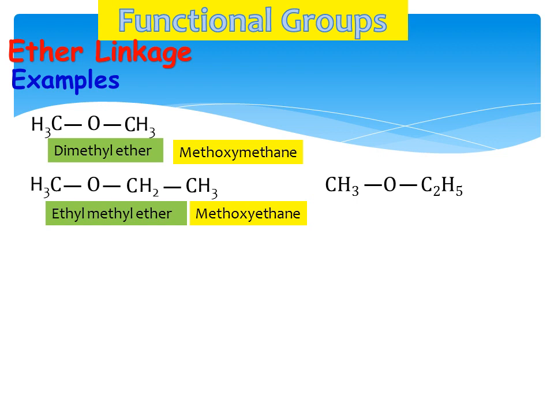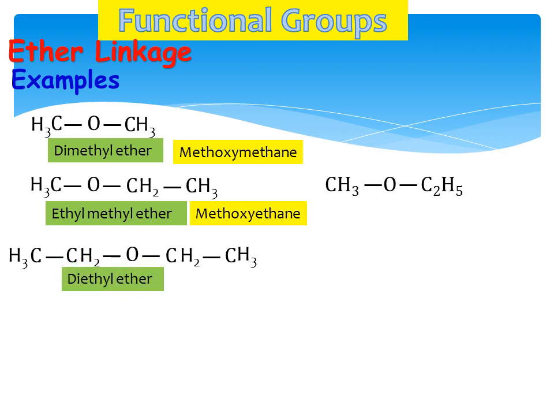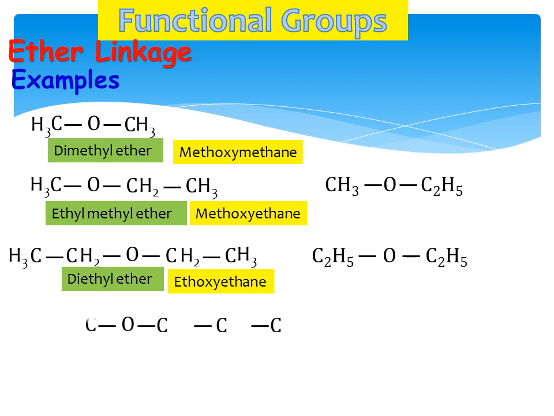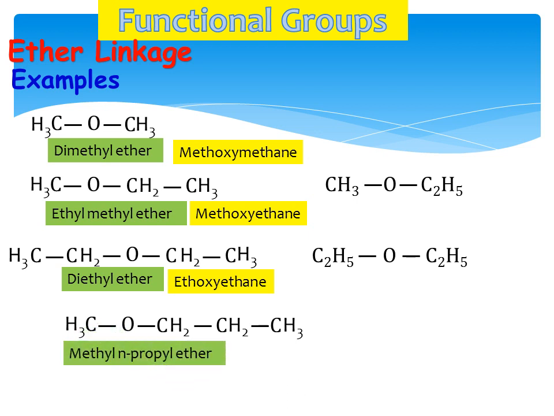But in case of suggesting IUPAC names, O should always go with the R group which has the smaller number of carbon atoms. The third option is when both groups are the same, so this is diethyl ether, or you can say ethoxyethane. I hope this is clear. Now let me tell you this last naming. Again the R group is different, so it is named methyl n-propyl ether. M comes before P, so the other option is methoxypropane.